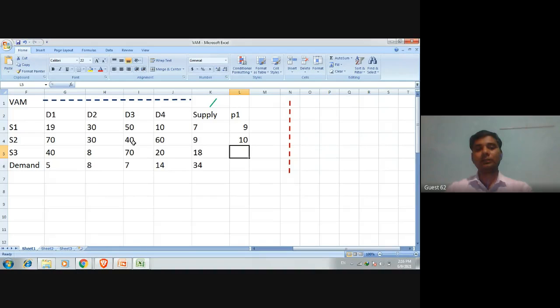Now for the third row, the two least quantities are 20 and 8. So 20 minus 8 is 12. These are the penalties for the rows. Now again, we will find the penalties for the columns also. Here I am writing down the first penalty for all the columns.